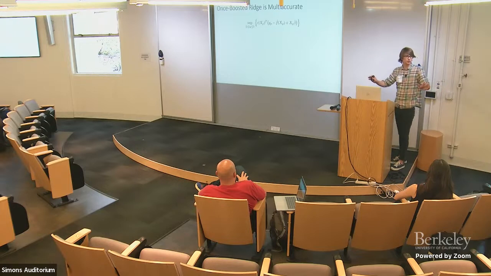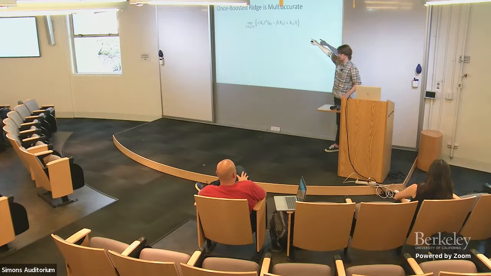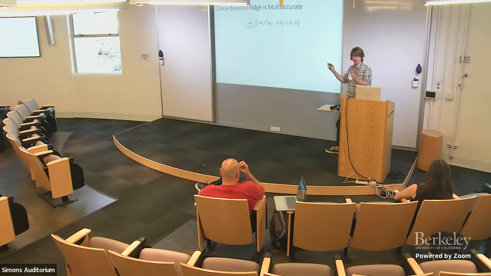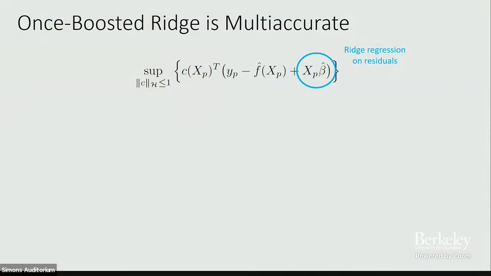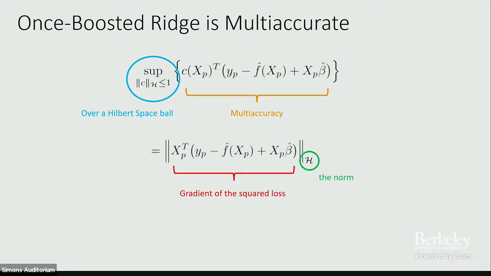So why does this whole multi-accuracy hold, even though we're doing this much simpler boosting procedure? So this is the definition. This is the left-hand side of multi-accuracy for my boosting procedure, where you recall that this is ridge regression on the residuals. So this is multi-accuracy over a Hilbert space ball. This thing is exactly equal to this expression, which is the gradient of the squared loss of the residual regression problem measured in the Hilbert space norm.